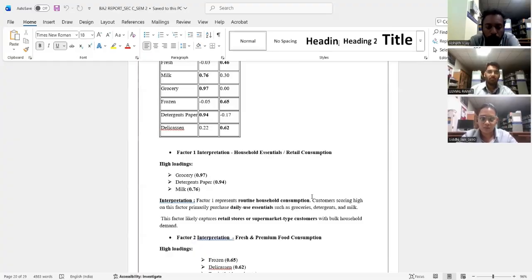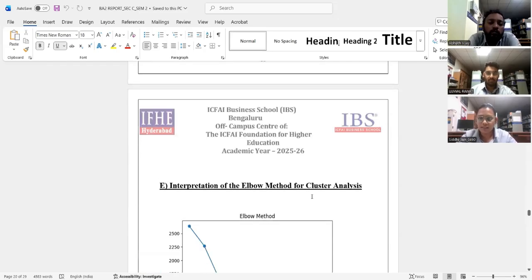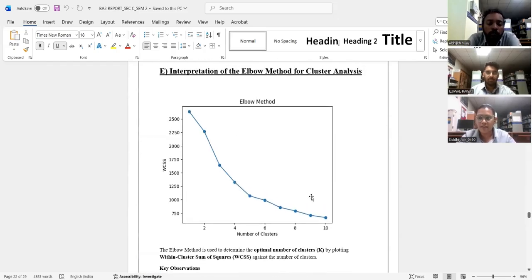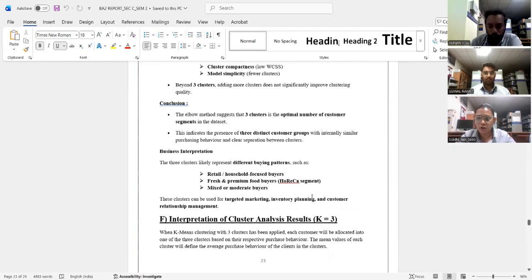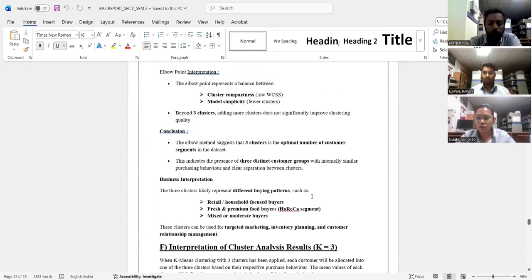Cluster analysis. Once we identified the main behavioral factors, the next step was to group customers with similar spending behavior and create actionable customer segments. We chose k-means clustering. Now coming to the elbow method, we plotted the number of clusters against the within cluster sum of squares, that is WCSS, and the elbow point appeared at 3. This shows three clusters give optimal separation, and adding more clusters does not significantly improve accuracy. So we finalized three customer clusters.